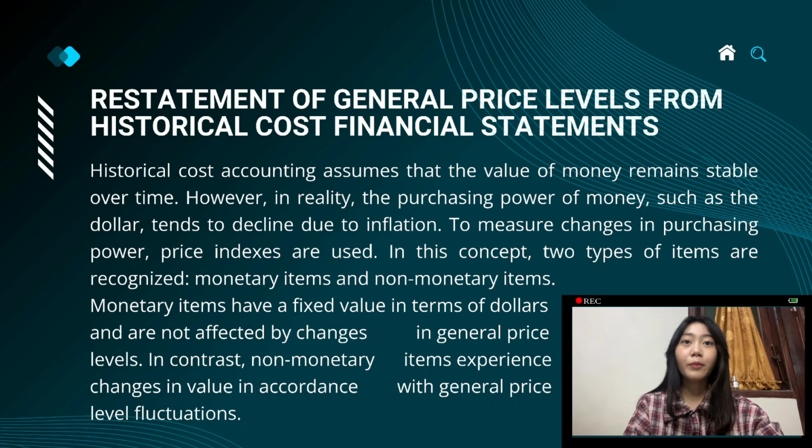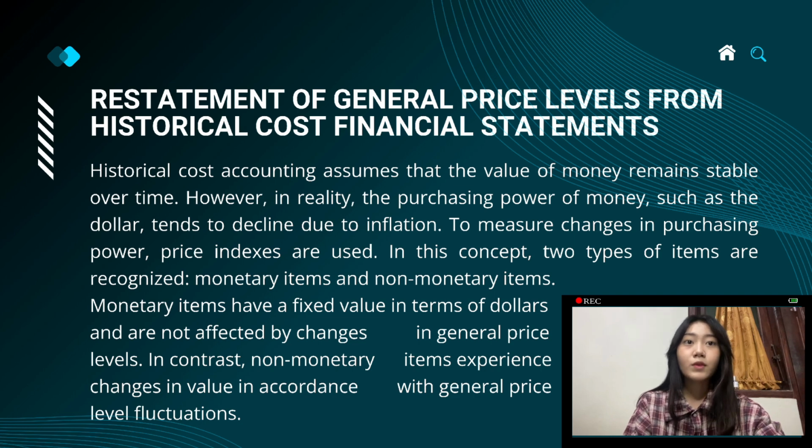Restatement of general price levels from historical cost financial statements. Historical cost accounting assumes that the value of money remains stable over time. However, in reality, the purchasing power of money, such as the dollar, tends to decline due to inflation. To measure change in purchasing power, price indexes are used.